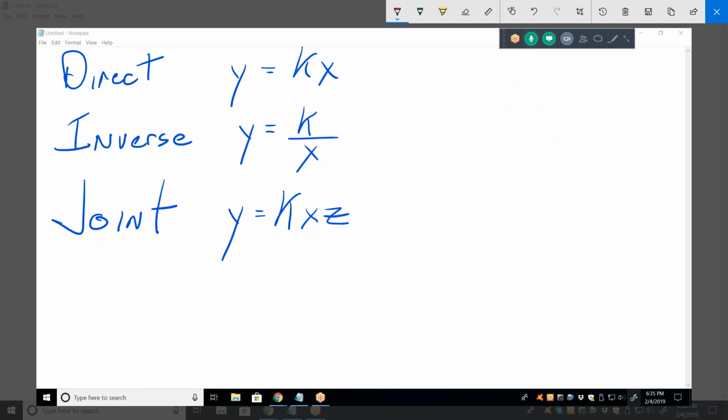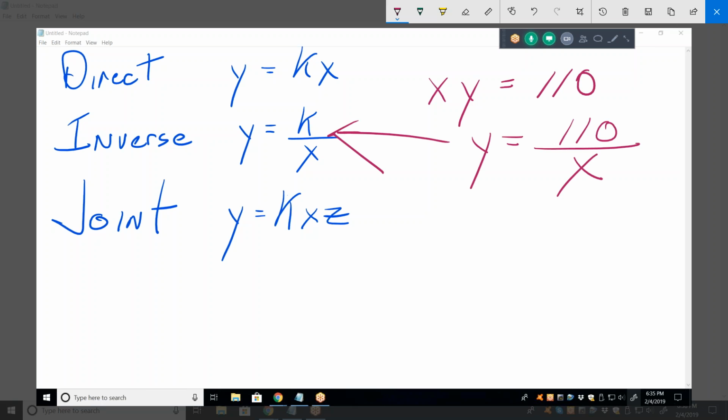What's the next one you got? x times y equals 1/10. Same thing. Notice that whenever you have x times y, the x is going to end up being in the denominator. The only difference is this has a different k. All right. Okay? And that's the way all of these problems are. There's a lot of relationships that are joint, direct, inverse. The only difference is k.